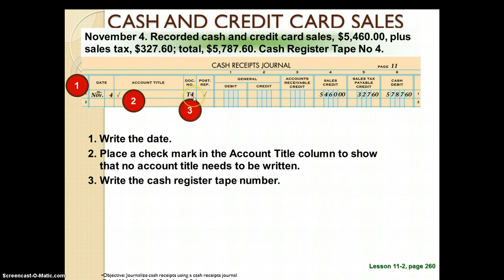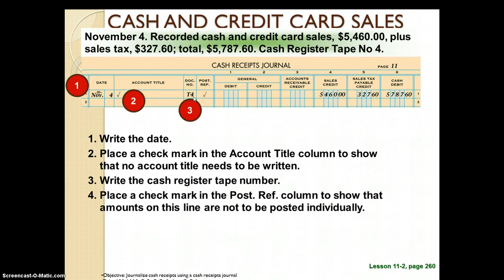There it is. Okay. Next up, we place a check mark in the post-ref column to show that amounts on this line are not to be posted individually. Again, this is chapter 12, so we're not going to go in depth in this. We'll discuss it probably in the next 2 weeks.